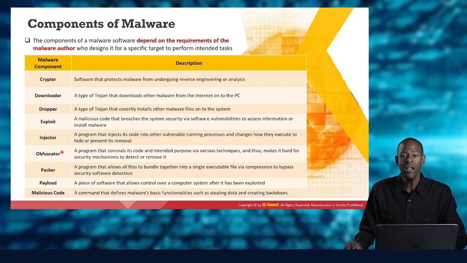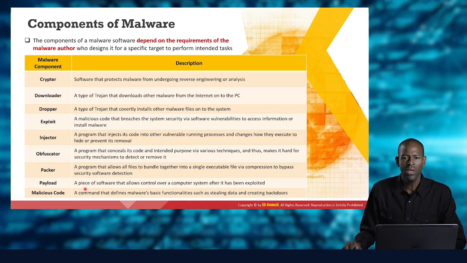Then there's an obfuscator. We talked about that. There's a packer. This program allows you to bundle together. So if you want to put together a nice little Trojan, there are packers that you can use. These are applications that are available all over the internet, all over the web. What they do is they bundle together that malware executable using compression to bypass software detection from your anti-malware solution.